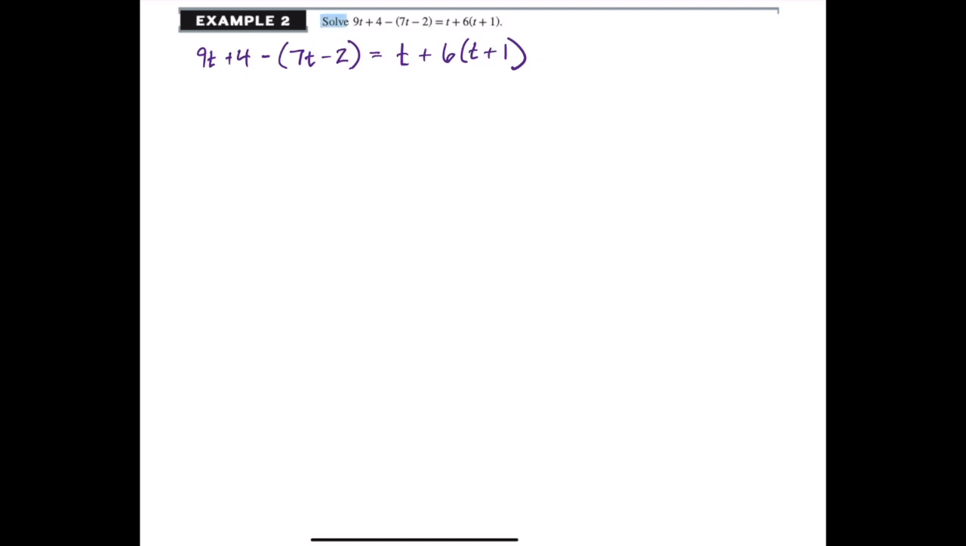It wants me to solve, so eventually I want to get a single t, everything combined, over to one side of the equal sign, and everything else over to the other side. And the first thing I want to do is clear out the parentheses. So if there's something in front of the parentheses, like on the left side I have this minus, on the right side I have the 6, you'll want to distribute these to everything inside. You want to distribute.